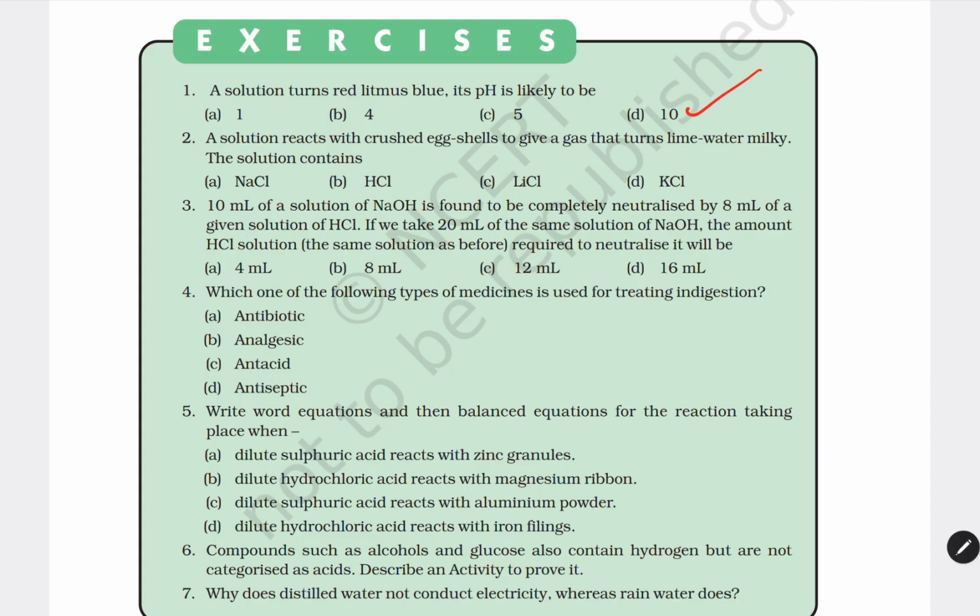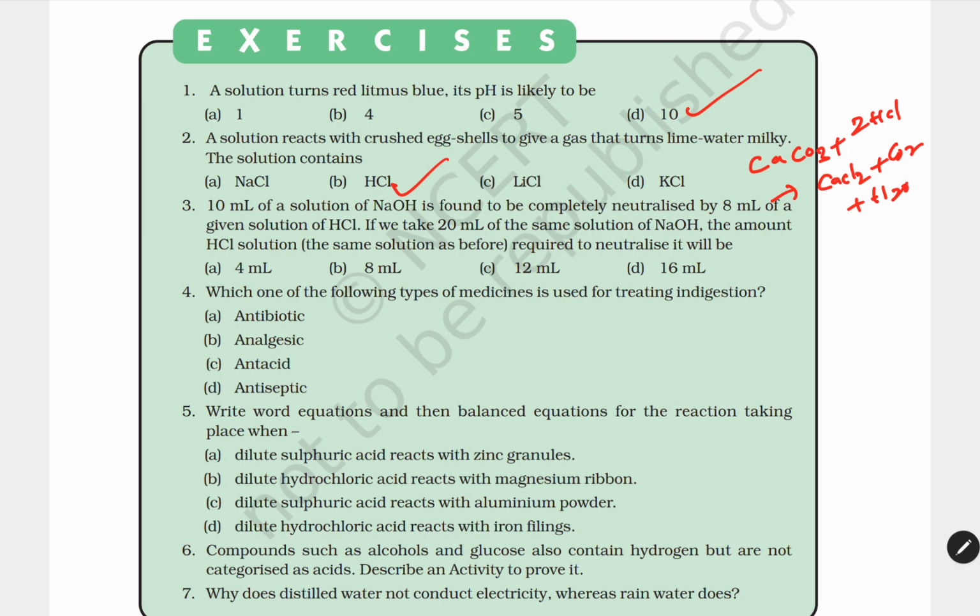Next question: a solution reacts with crushed eggshells to give a gas that turns lime water milky. The solution contains NaCl, HCl, LiCl or KCl. So here the answer will be HCl. Eggshells contain calcium carbonate, CaCO3. When reacted with the acid HCl, carbon dioxide gas is released. CO2 turns lime water milky due to the formation of calcium carbonate. You can remember the equation: CaCO3 reacts with 2HCl to give CaCl2, CO2 and H2O.